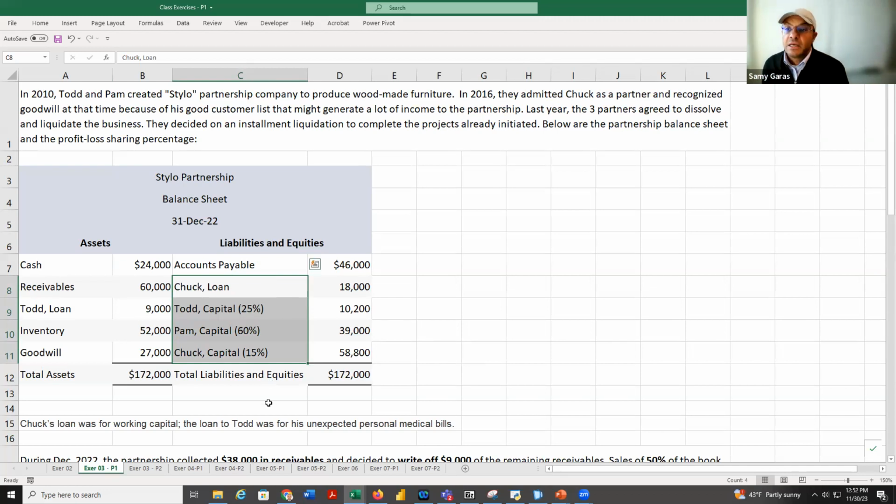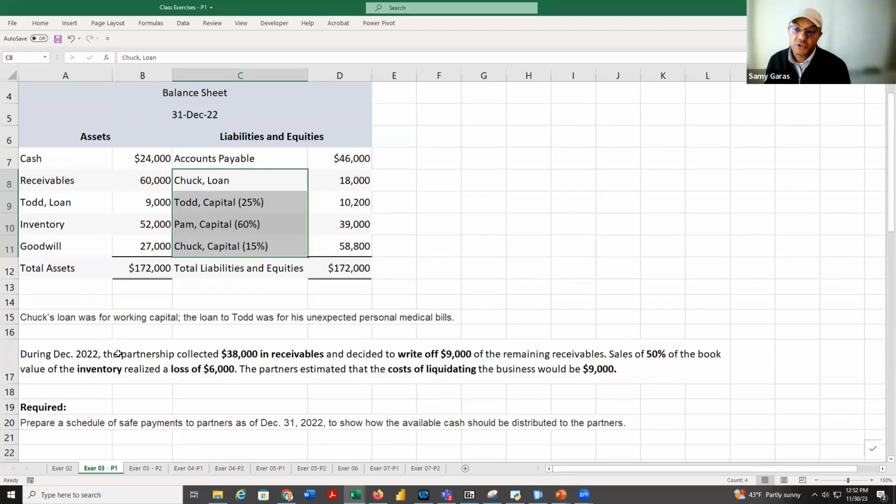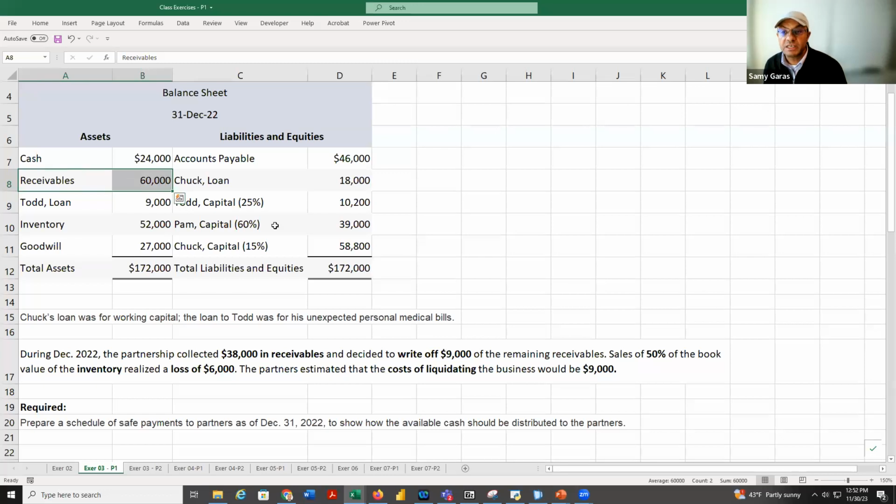And here the company collected the receivables 38. But if you take a look at the receivables, 60. So what does it mean? The company collected the receivable in 2 different transactions, not one. In the first one, the company collected 39, but because of their collection, they lost 9,000 written off.